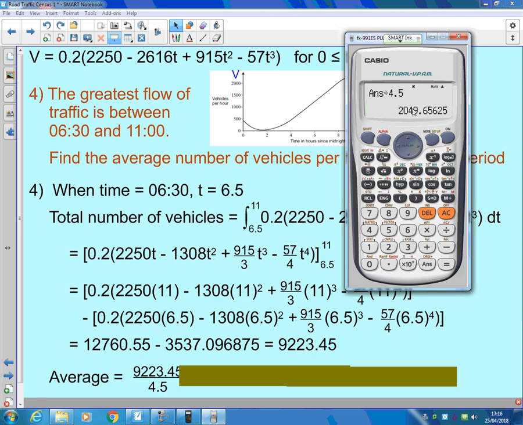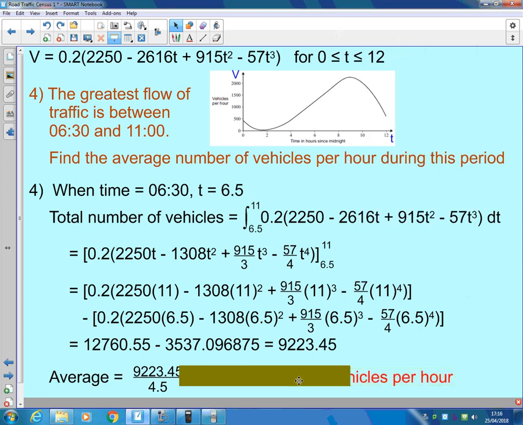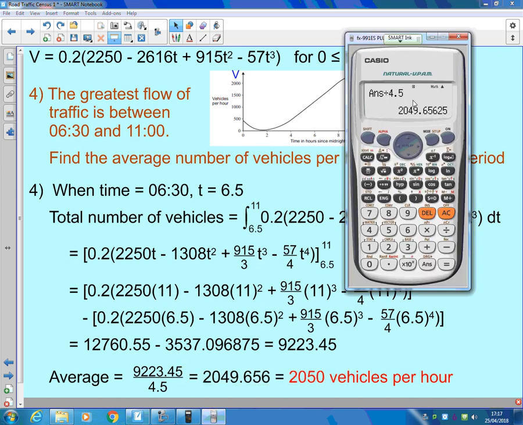Okay, it's a lot. 2050, about to three significant figures, it's going to be 2050. 2050 vehicles per hour. So there was the exact answer, or near enough. I'd already done some rounding. 2049.656, and I round it to 2050 vehicles per hour. It is important that I round off to the nearest whole number, that I don't have part of a vehicle there. Just makes it look a bit more sensible.